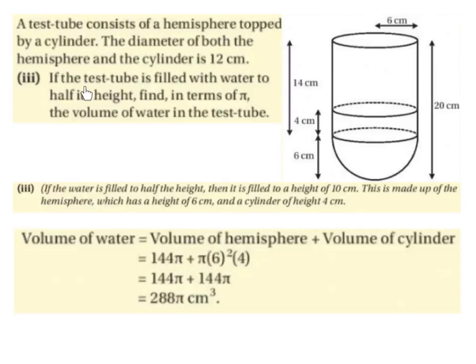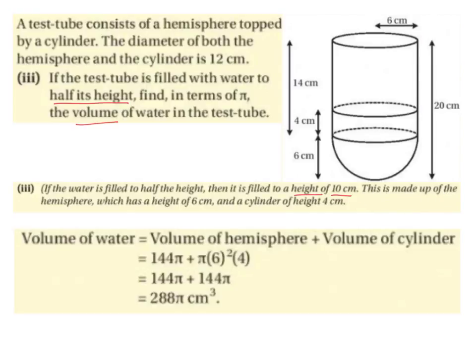Part 3. If the test tube is filled with water to half its height, find in terms of pi the volume of water in the test tube. So remember, the full height of the test tube is 20 centimeters. So if the water is filled to half the height, then it is filled to a height of 10 centimeters.